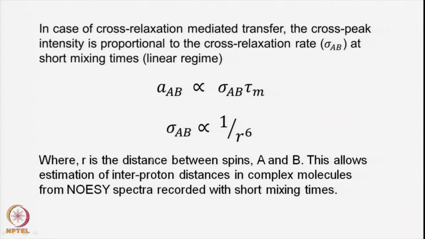Therefore, if you perform experiments at different values of tau m, then you can actually estimate the cross relaxation rate. What you do is you measure these cross peak intensities as a function of tau m, and then if you fit it to a linear equation, you get the sigma AB. Once you get sigma AB, you can calculate the interproton distance r. So, this allows estimation of interproton distances in complex molecules from NOESY spectra recorded with short mixing times.